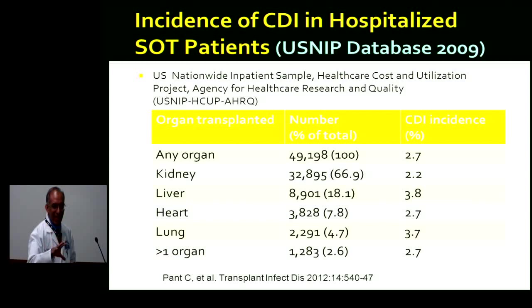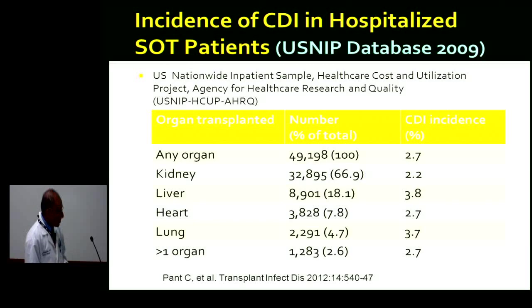Which organ seems to be at the greatest risk or associated with greater risk? It appears to be the liver and lung transplant. When you look at these patients, this may be reflective of the type of immune suppression you use. It may be reflective of the time they spend in the hospital and exposure to antimicrobial therapy. There are no studies on this, and this is one of the things that we are looking into right now in our liver transplant patients, but this seems to be the risk.